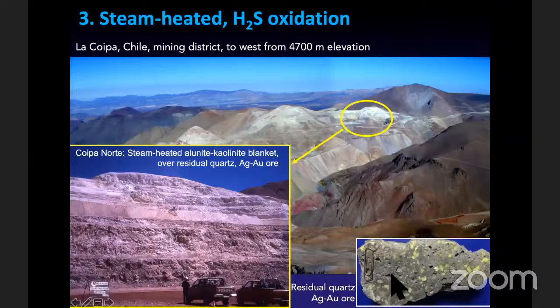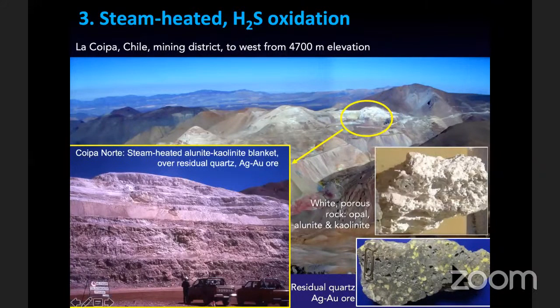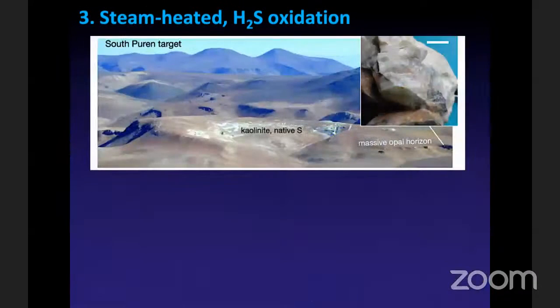And then these pores were filled with native sulfur, which was more likely coming at a lower temperature, from the steam heated zone above. This is a sample from that steam heated zone above: white, porous rock consisting of opal, alunite, kaolinite, as well as native sulfur. This is the type of alteration that was meant to be shown here, and was originally shown properly.